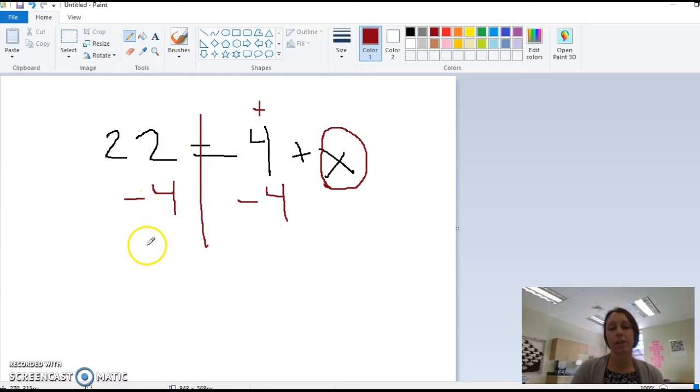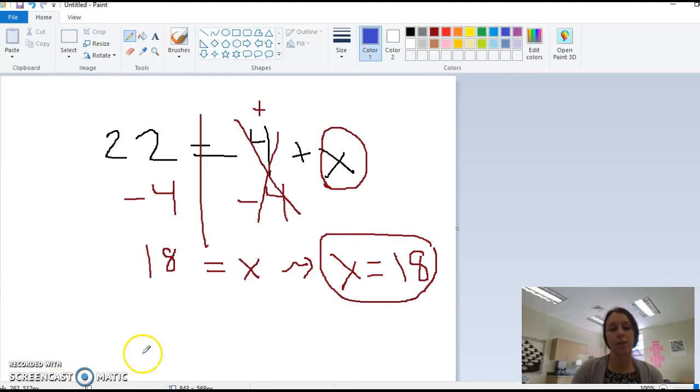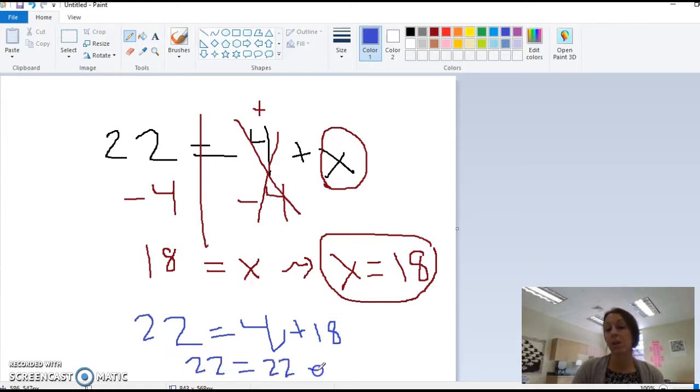22 minus 4 is 18. The 4 and the negative 4 cancel, and we're left with that. Now what I like to do is flip it around, and I am going to ask that you guys do that also. We always want to start off with our x. So we're going to flip it around so that our answer is x equals 18. Let's go ahead and check that. 22 equals 4 plus 18. 4 plus 18 is 22, so 22 does equal 22. We know we got the problem right.